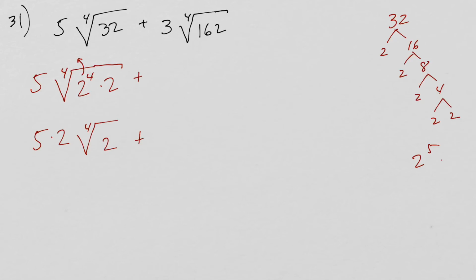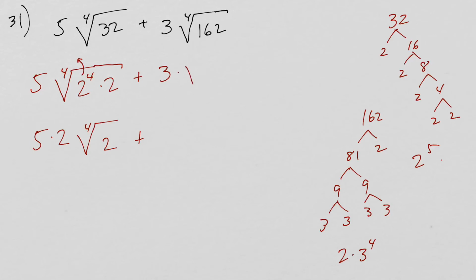And then I'll do the similar thing to 162. This is 2 times 81. This is 9 times 9. This is 3 times 3, 3 times 3. So this is 2 times 3 to the 4th power. So I have my 3, and I have the 4th root of 2 times 3 to the 4th power. So I have my 3 sitting there. When I take this out, it becomes a single 3 times the 4th root of 2.